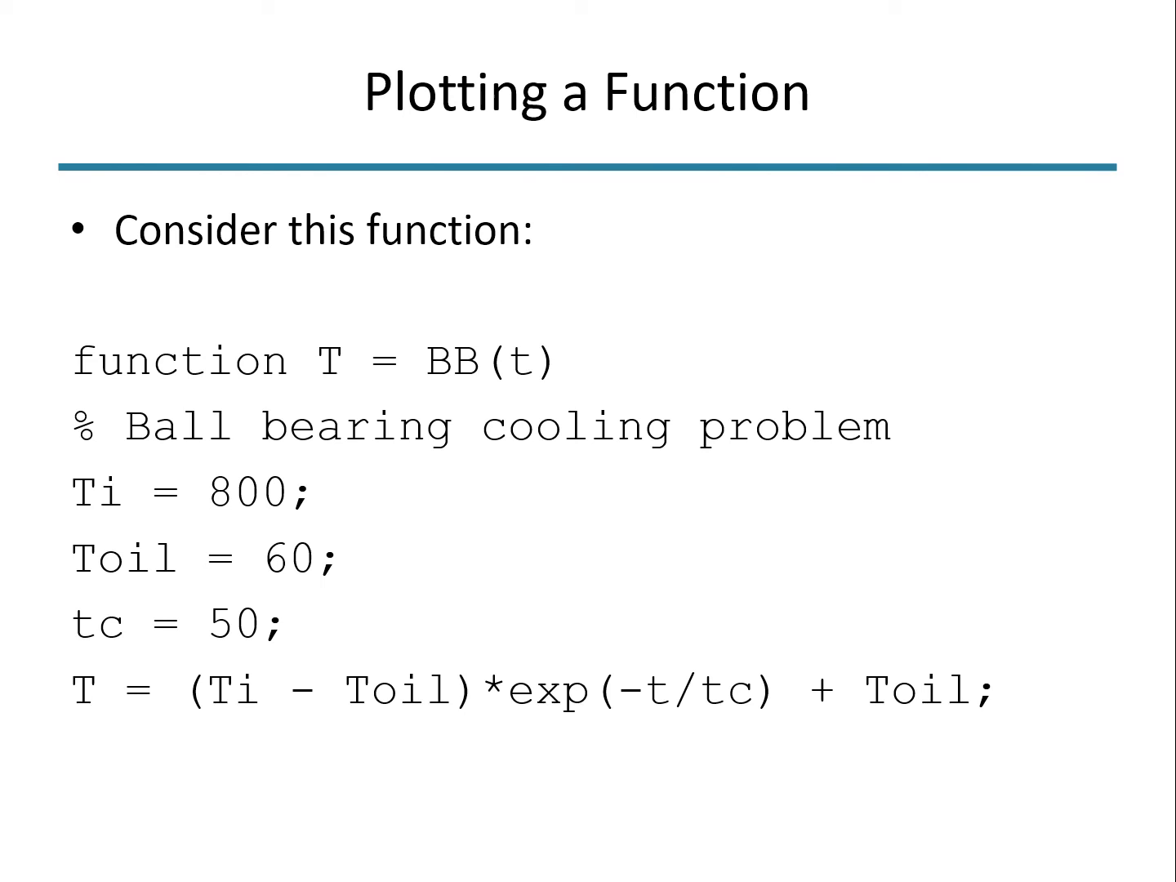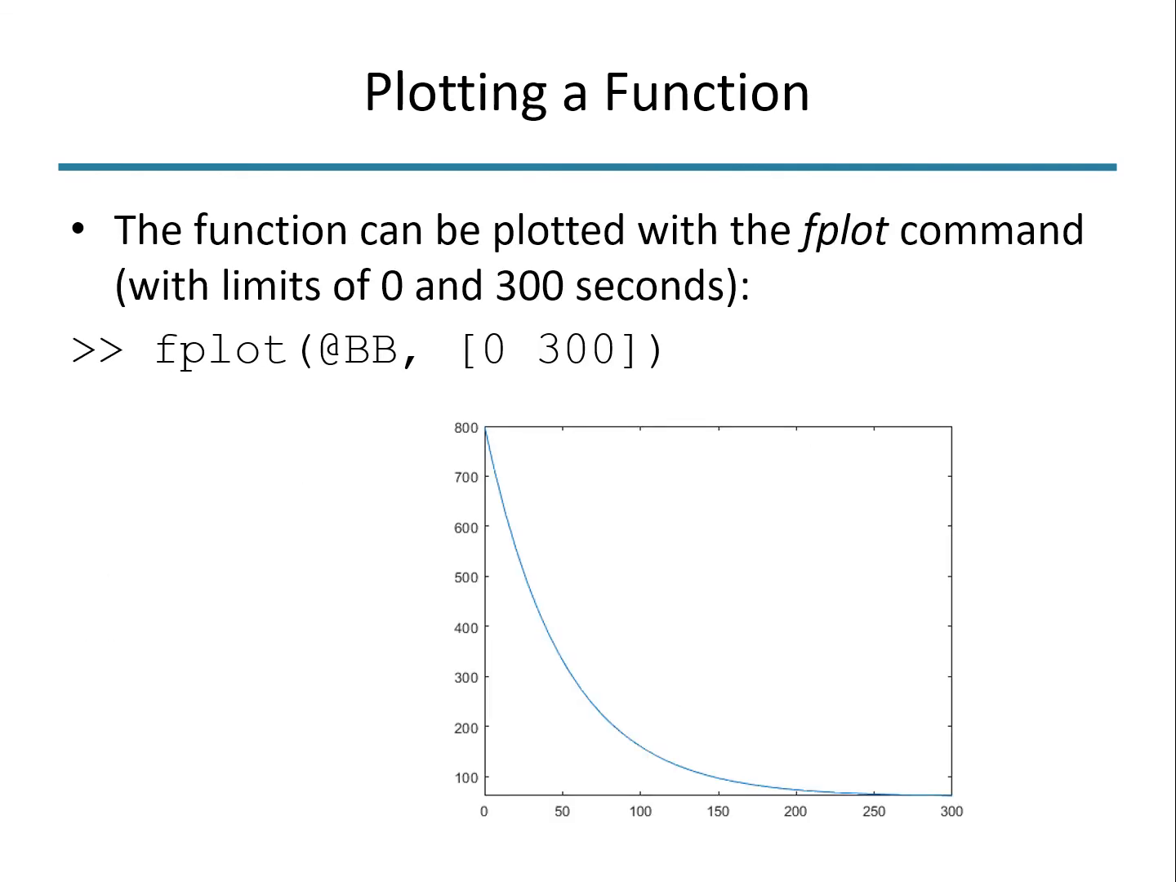Now, if we look at a function, here's a function that we did for the temperature of a ball bearing as a function of time. The way to use the fplot command is fplot, and then in parentheses, the name of the function beginning with the at sign. Then we put the range. If we don't put a range, it automatically goes from -5 to 5. In this case, we want to go from 0 to 300 seconds, and you see the curve that's produced. And of course, then we can edit it to show the grid, to show the axes labels, etc.